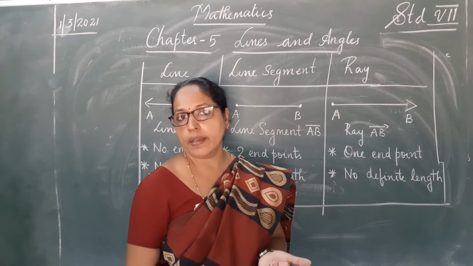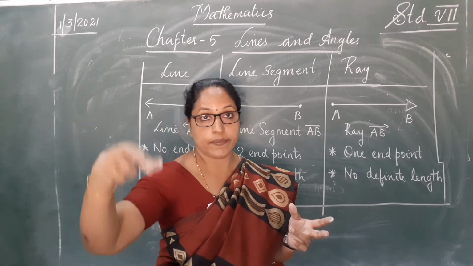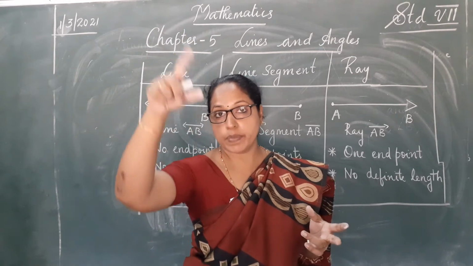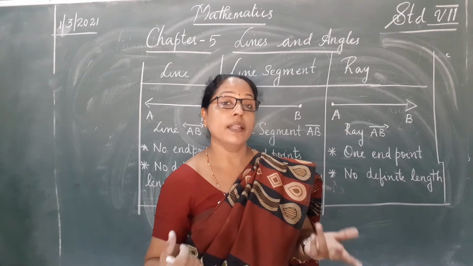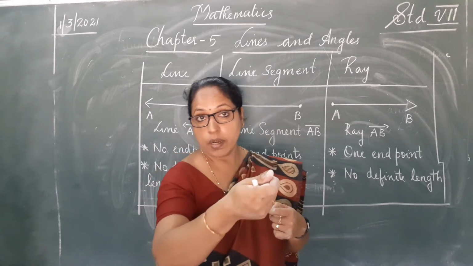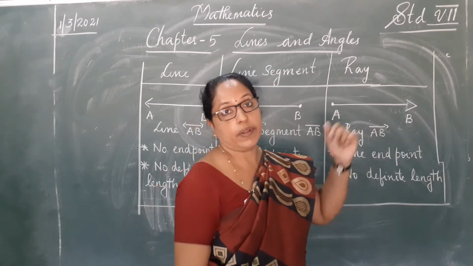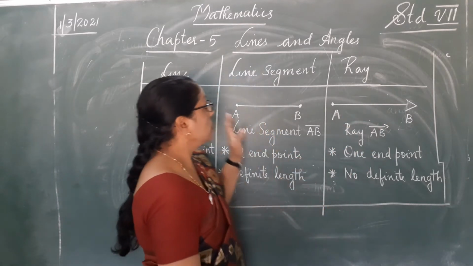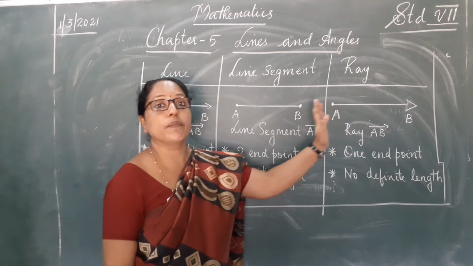Example for a ray, as I said earlier: the road signs. You can see the triangular shaped signboard and the stand. That is an example for a ray. Another example, sun rays, rays from the torch. All these are examples for a ray. So this is an important concept, the difference between line, line segment and ray.